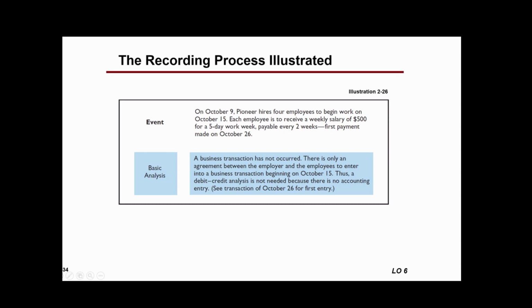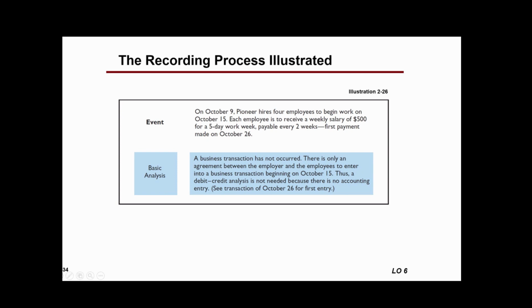On October 9th, Pioneer hires 4 employees to begin work on October. Each employee is to receive a weekly salary of $500, etc. Now this is a transaction that we do not need to record. Why is that? This is hiring the employees. The company did not pay them anything yet. They have not started work. Okay, they will start working next month. As a result, nothing will happen. None of the accounts the company has are affected, they didn't pay them in cash, and they don't owe them any money.